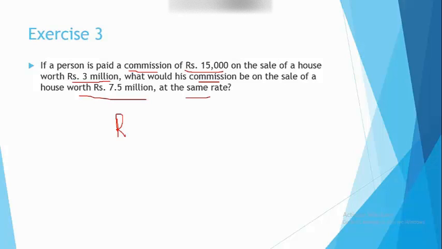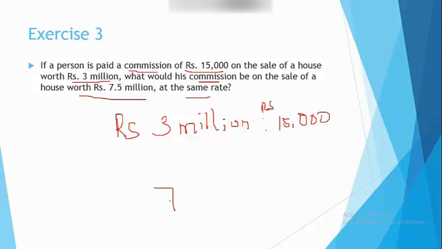We need to find the commission given for 7.5 million rupees of sale. So let's start with 3 million. So 3 million rupees to 15,000 rupees. And here we have 7.5 million rupees, and we need to find the commission given for 7.5 million rupees. So by multiplying 3 we can directly get 7.5, but we can't be multiplying by a whole number because 7.5 is not in the times tables of 3.